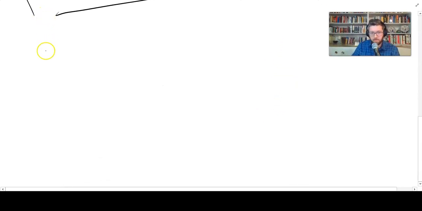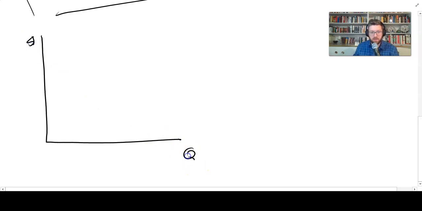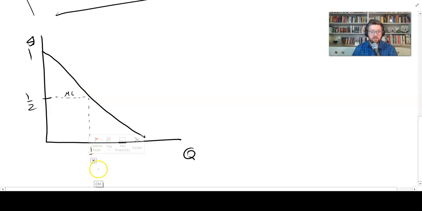So let's set up our demand function like so. Our demand starts up here at 1. Marginal cost is 1/2. If you take the derivative of Q over 2, you get 1/2. And so that's our marginal cost. If we had perfect competition, we would sell 1/2 units. If we set a price at 0, we'd sell 1 unit.